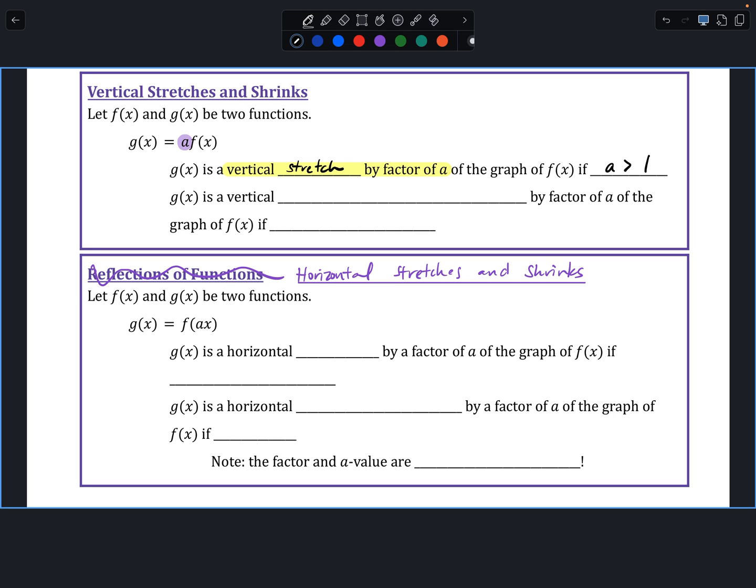And then g of x is going to be a vertical shrink, which we can also call a compression. You guys will see that word sometimes in math classes. By a factor of a of the graph of f of x if a, specifically the absolute value of a, is between 0 and 1.